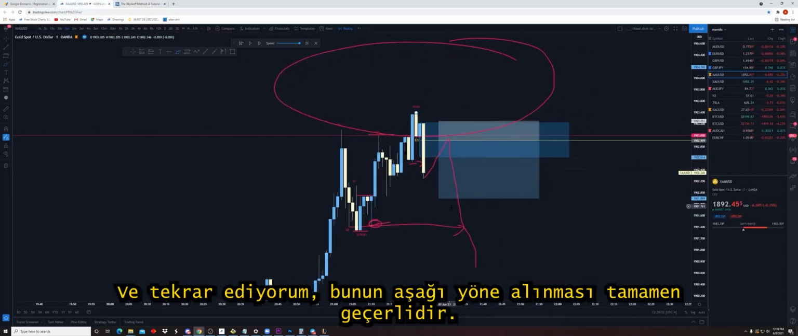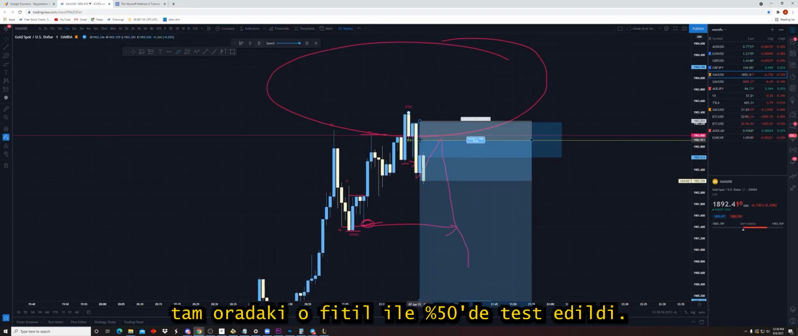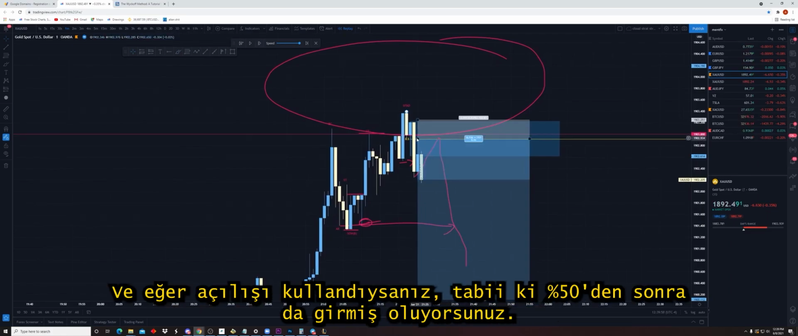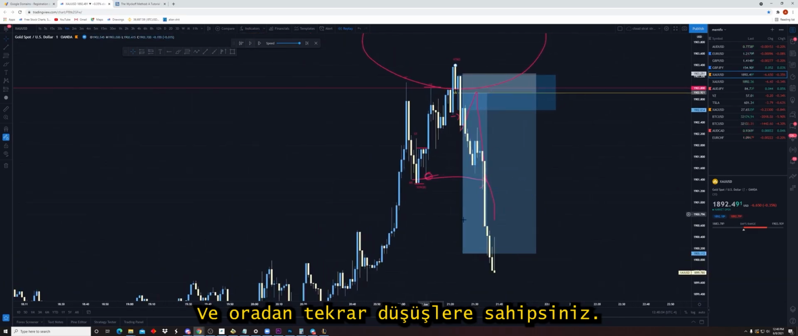And again, this is perfectly valid to be taken to the downside. So price comes up, as you can see, tested with just that wick right there off the 50. And if you use the open, then of course you get in off the 50, you do as well. So both are perfectly valid. And from there, you have, again, the drop-offs.